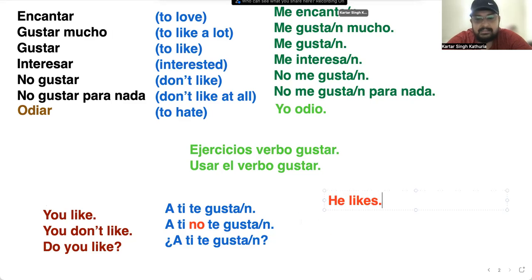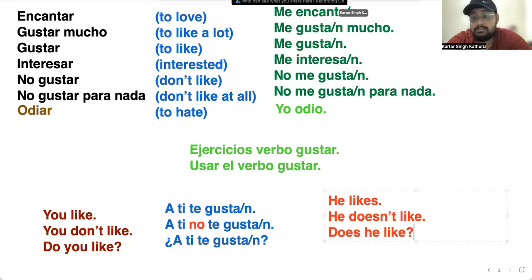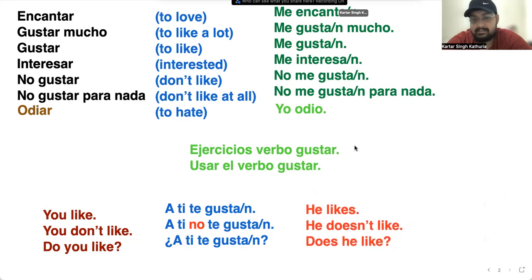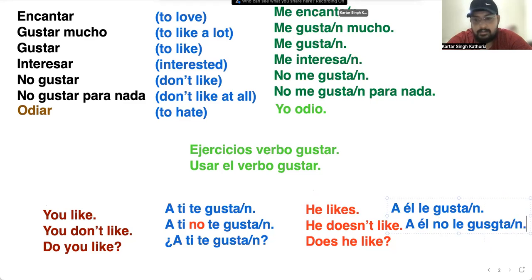He likes, he doesn't like, does he like? Think about it. How will we frame these sentences? Similarly, a él le gusta o gustan, a él no le gusta o gustan, and then does he like, le gusta o no le gustan.